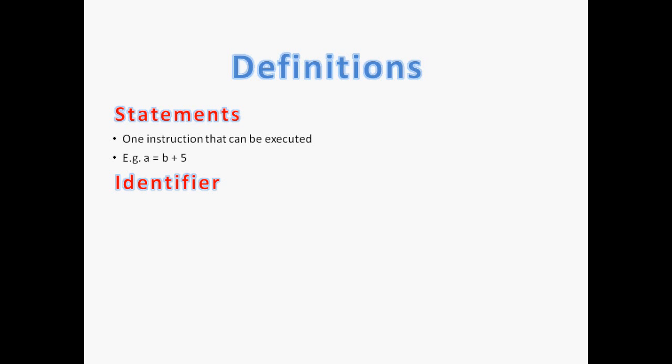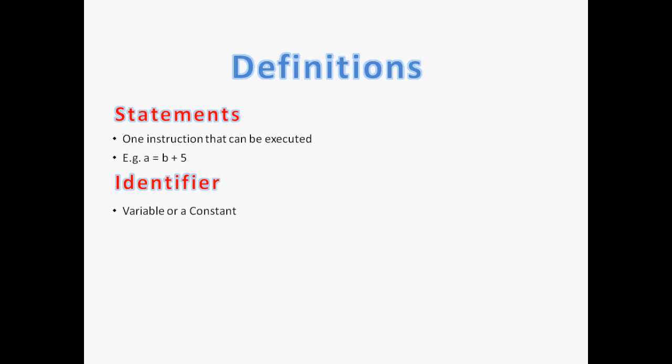Probably the best place to start is to go over some of the basic definitions. Something you'll encounter all the time in code are statements, which is one instruction that can be executed. An example of this is a line of code, such as A equals B plus 5. Another definition you may need to know is an identifier. This is a formal name given to a variable or a constant.